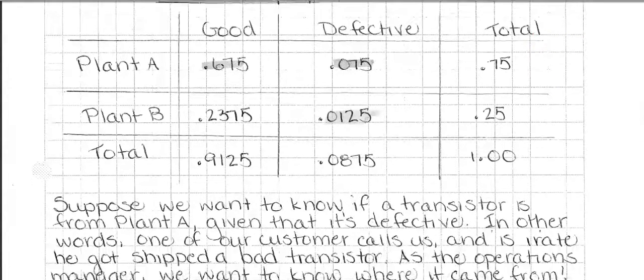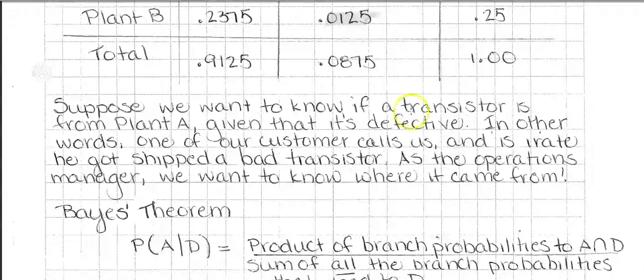Suppose instead we want to know whether a transistor is from plant A, given that it's defective. This is different from saying it the other way around, okay? Saying is a transistor defective given that it's from plant A. This is the reverse, okay? So this is saying, is it from plant A given that it's defective?